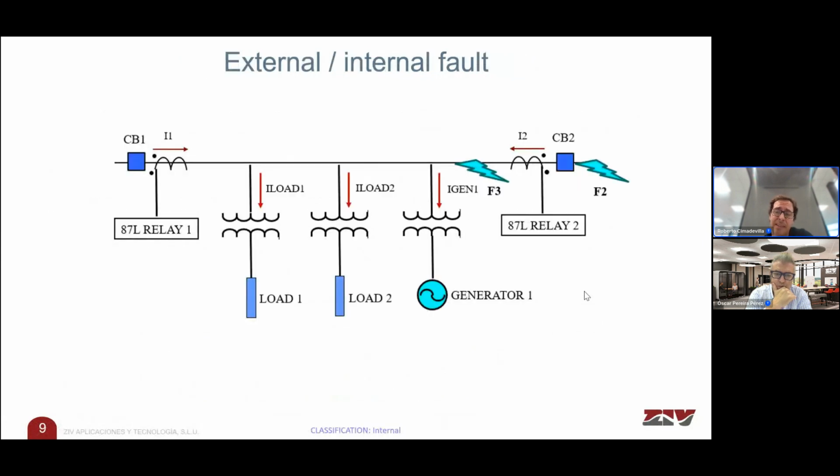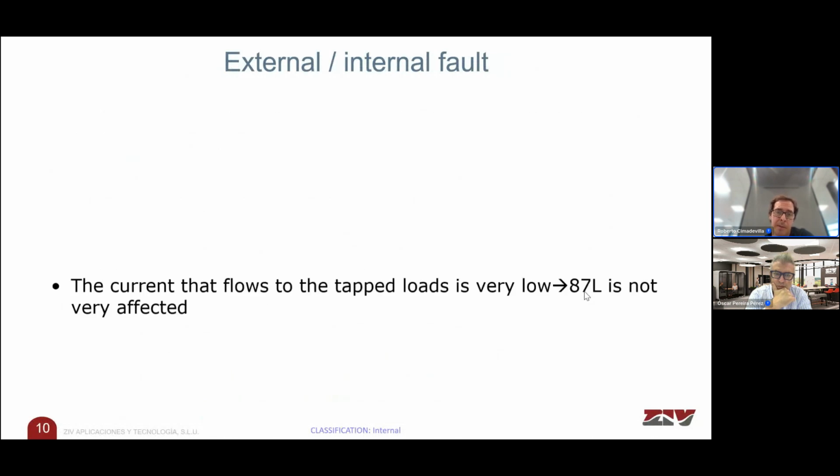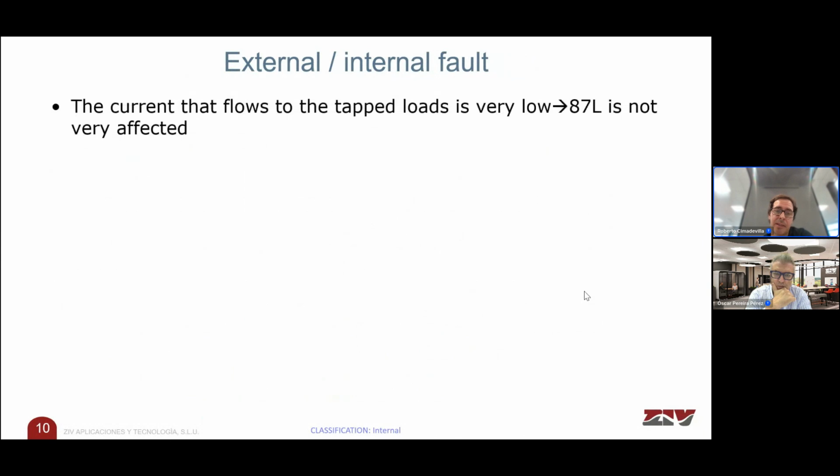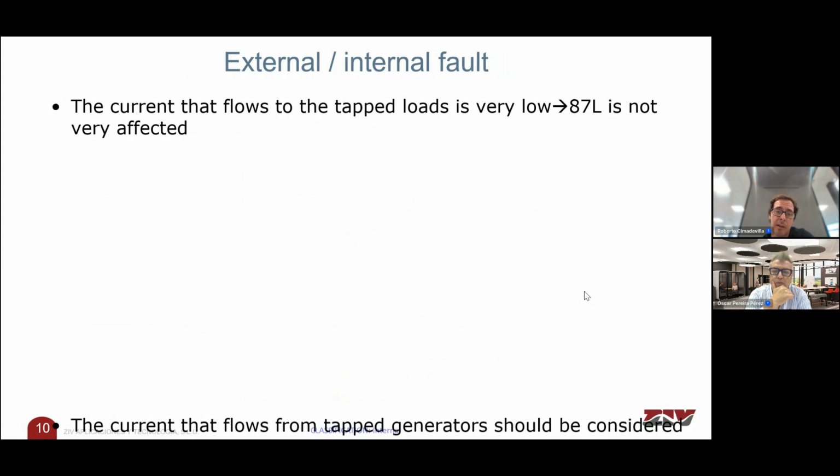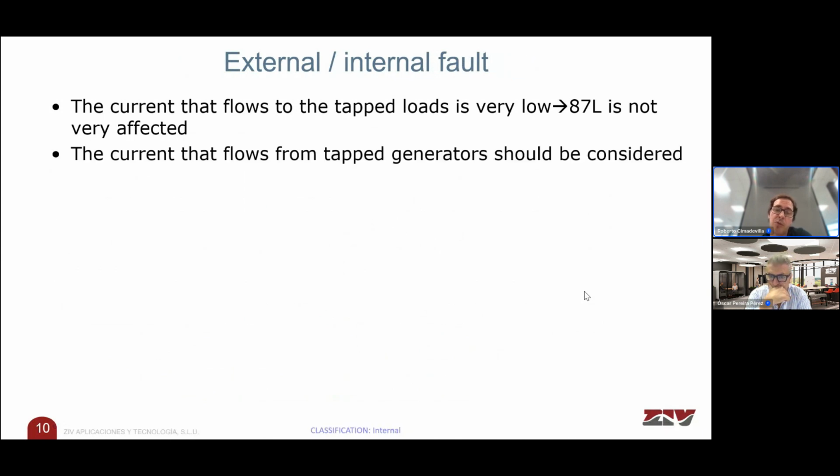Regarding external and internal faults, F3 and F2, the current that flows to the tap loads is normally quite low. So the line differential unit is not very affected by the tap loads. But the current that flows from tap generators should be considered, and it affects the line differential function.